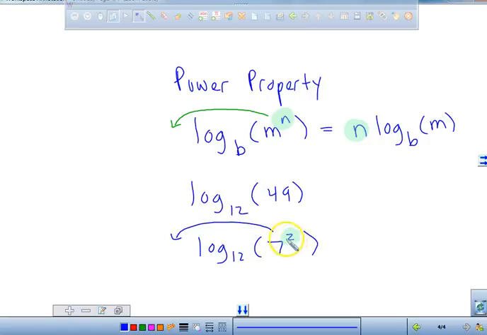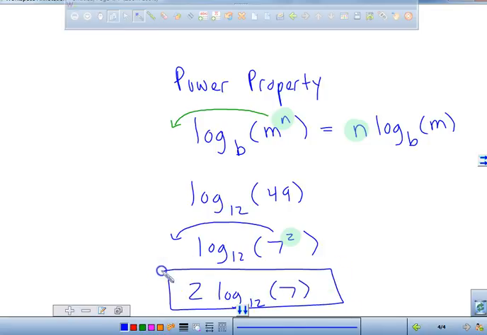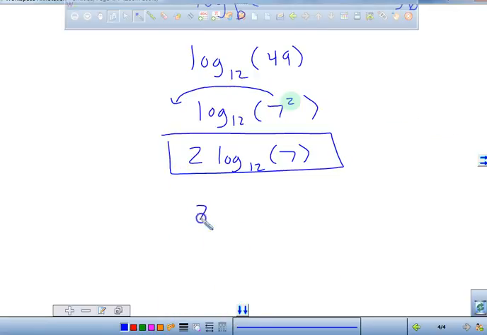I'm allowed to bring this down in front. And if I bring this power down in front, that's 2 times the log base 12 of 7. And you could simply take 2 and multiply it to the 0.7831. Does everybody know that the product of 2 times 0.7831 is the same as 0.7831 plus 0.7831? And that will be your final answer. This is called the what? The power property. Okay? Alright.